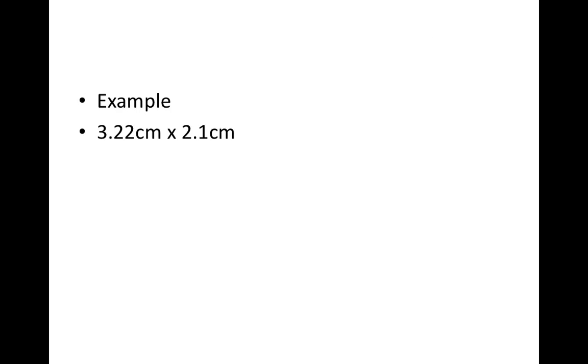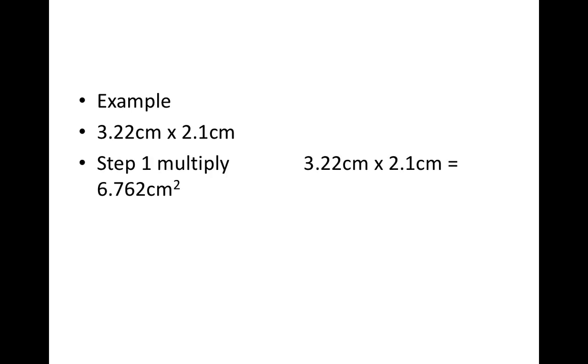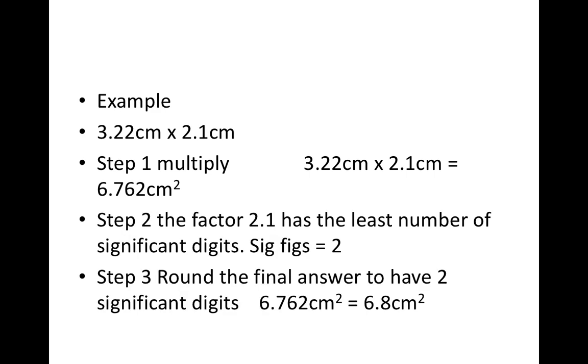So here's an example, 3.22 centimeters times 2.1 centimeters. Step 1, we multiply the numbers and we get 6.762 centimeters squared. Step 2, the factor 2.1 has the least number of sig figs. It has 2 sig figs, and so the final answer has to be rounded so that it will also have 2 sig figs. So 6.762 gets rounded to 6.8.